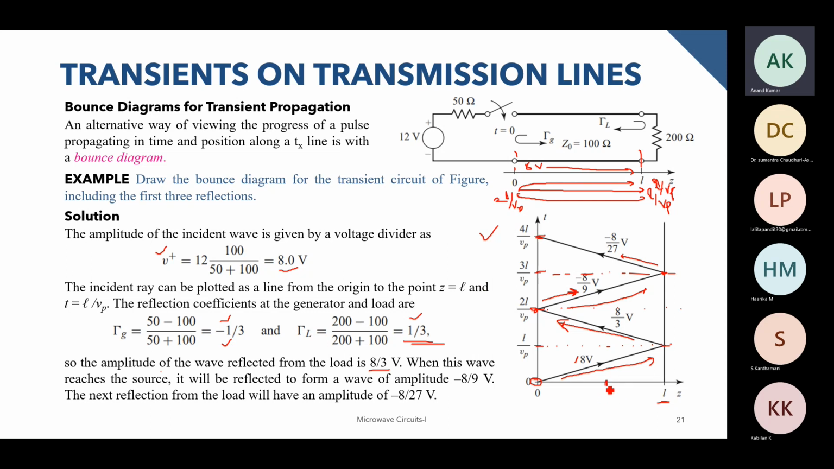transmission line. So if you want to calculate the voltage at, for example, this particular point, all you need to do is draw a line straight to this and add the voltages. So you have 8 volts over here and minus 8 by 9, and using the time you can find that. So refer to Pozar. I've already told you how to draw this bounce diagram, and you can find the rest of the things over there. This is already given in great detail in Pozar.